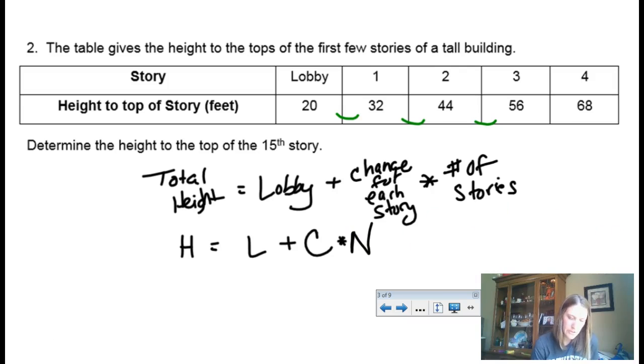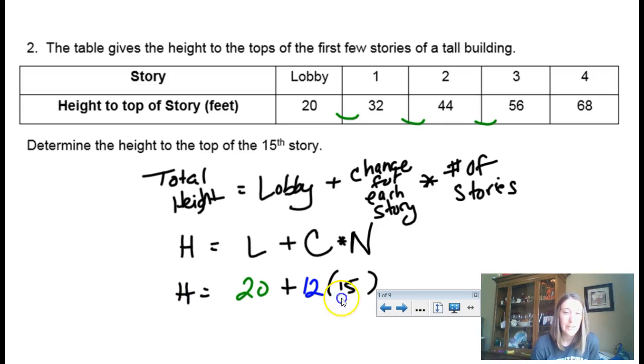Good. So let's plug in what we know. The lobby height was 20. The change for each story we decided was 12. And then the number of stories we're going out here is the 15th story, right? So we're going to be evaluating this expression at 15 stories up. So on our calculator, 20 plus 12 times 15. 200.